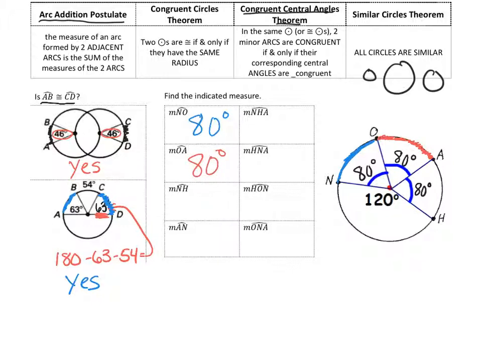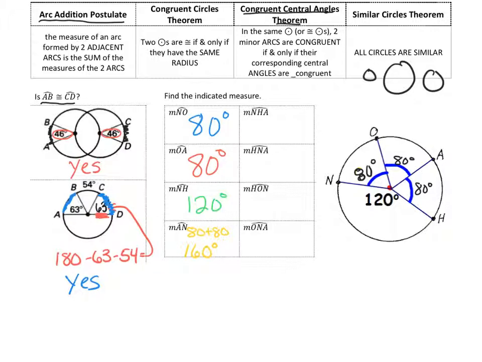The next one is N to H. So if we look here, here's N, and I go to H. It's in green here. We look at the center, 120 degrees. And then the other one it's asking me to do is from A to N. That is actually both of these arcs together. I'm doing it in yellow. We just have to take 80 plus 80, and when we add that together, we get 160 degrees.